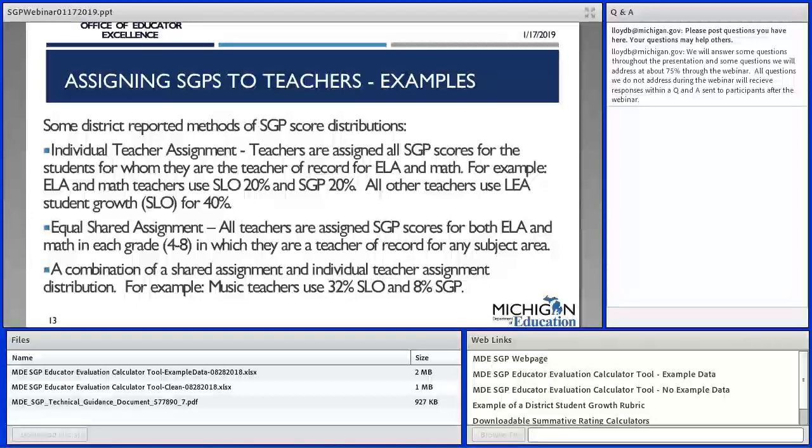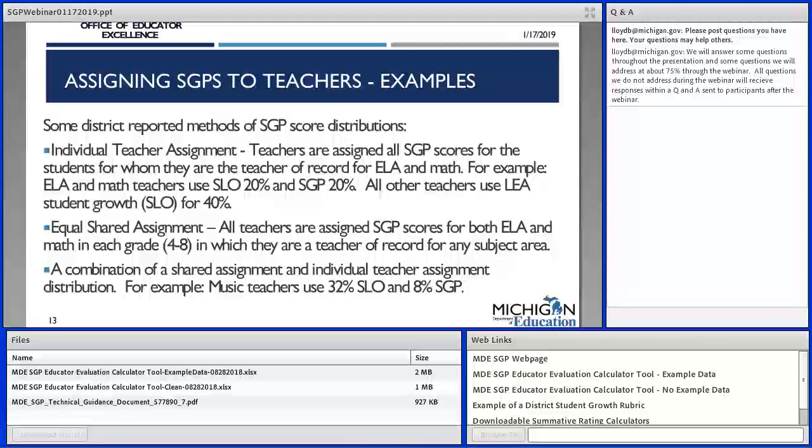Some districts have chosen a more equal shared assignment. So all teachers are assigned SGP scores for both ELA and math in grades 4 through 8, in which they are teacher of record in any subject area. There are some districts that are using a combination of shared assignment and individual teacher assignment. So a music teacher would have 32% of their educator evaluation be SLO and 8% be SGPs.